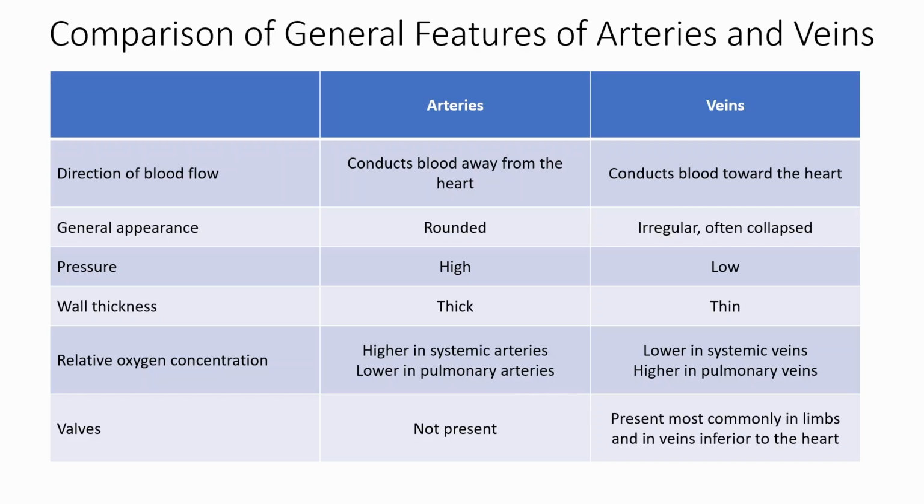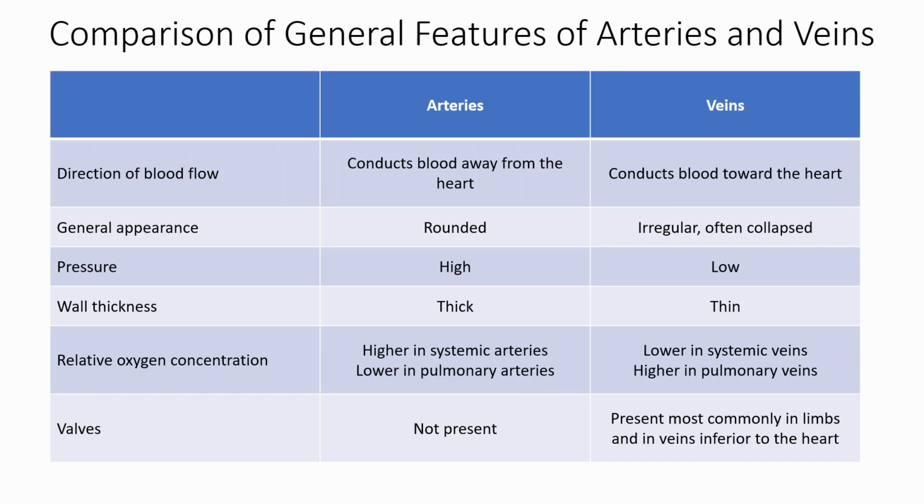The pressure, high versus low, explains why we see some of the structures we see. Why are the walls very thick in the arteries? Because they're under high pressure. If the walls were thin, it'd be like trying to put a fire hose through a cardboard tube. That cardboard tube would be blown apart. But if you have a super thick woven or rubber tubing, you can put a higher pressure through that. Whereas the veins, their walls are thin, but they're under low pressure.